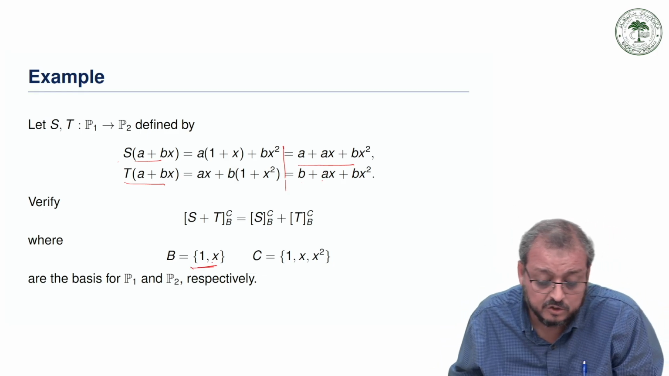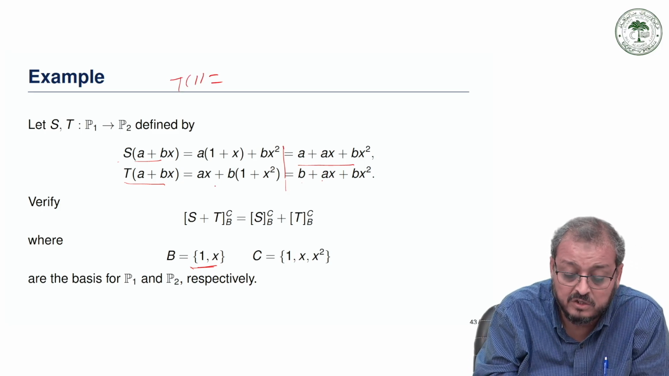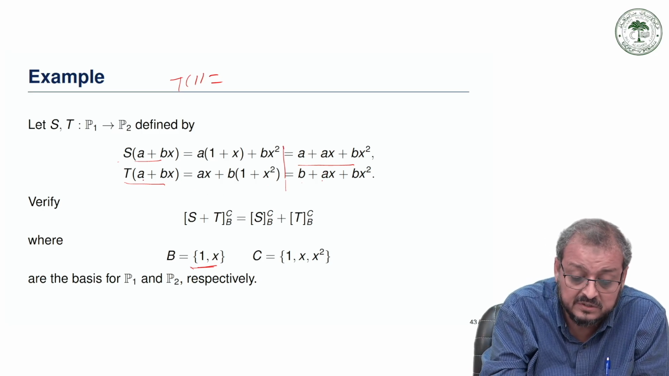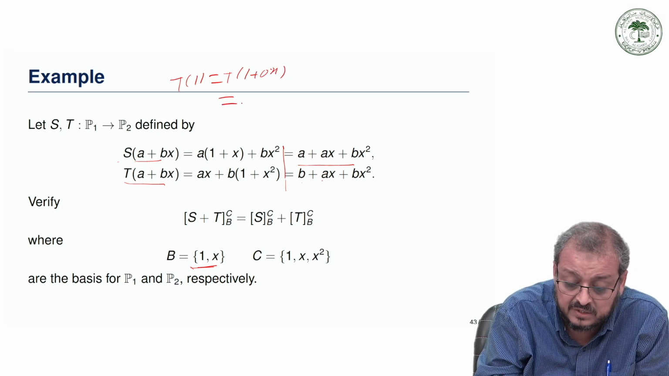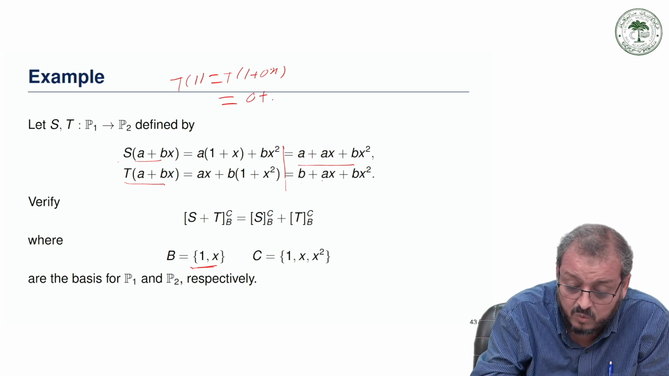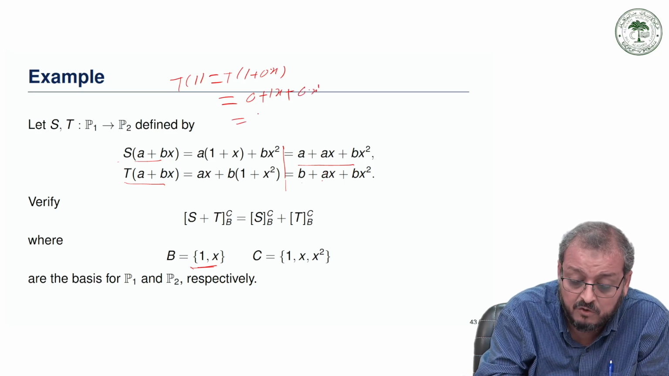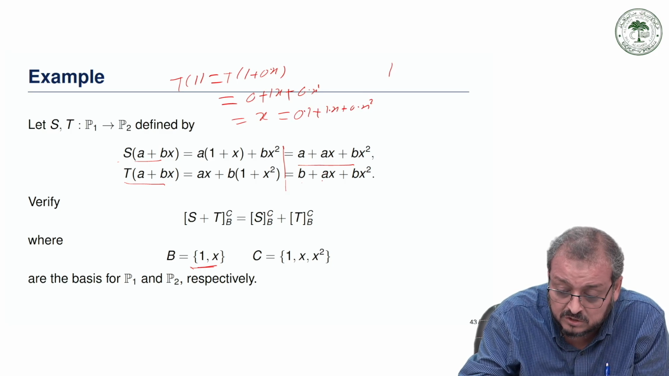So first we calculate corresponding to the basis. We have to calculate T of 1. In T of 1 only the constant term is there. So T of 1 can be written as 1 plus 0 into x, which can be written as 0 into 1 plus 1 into x plus 0 into x square. So this means we can say that T of 1 can be written as 0 1 0.